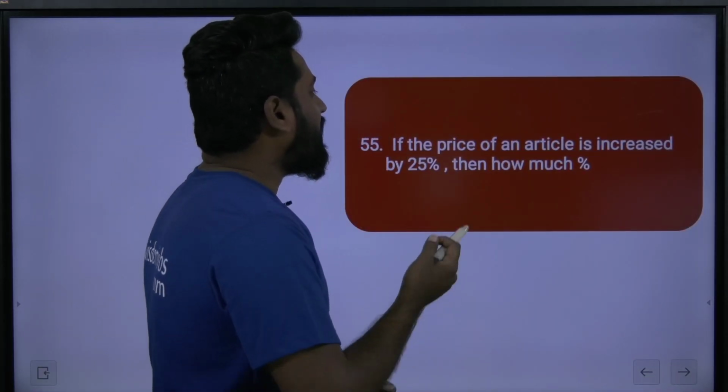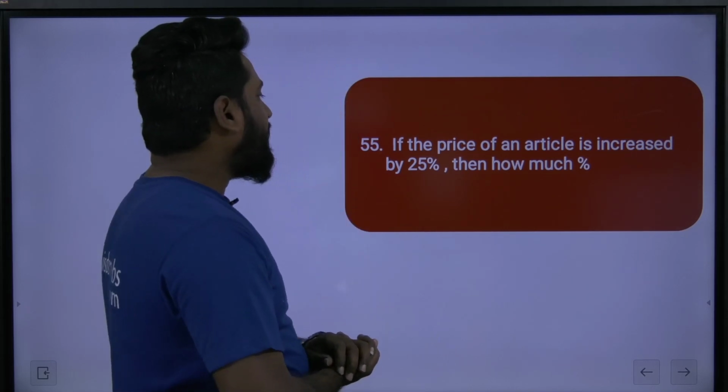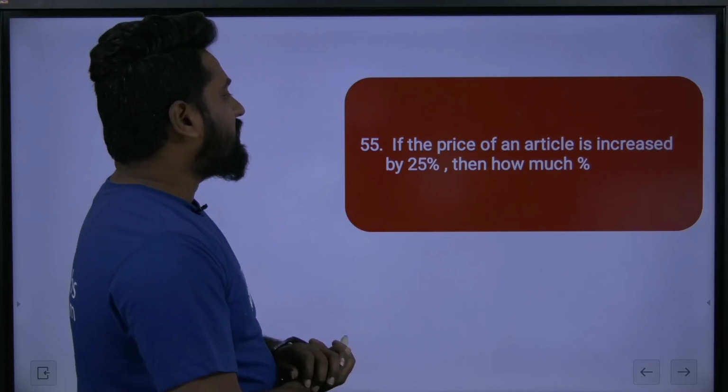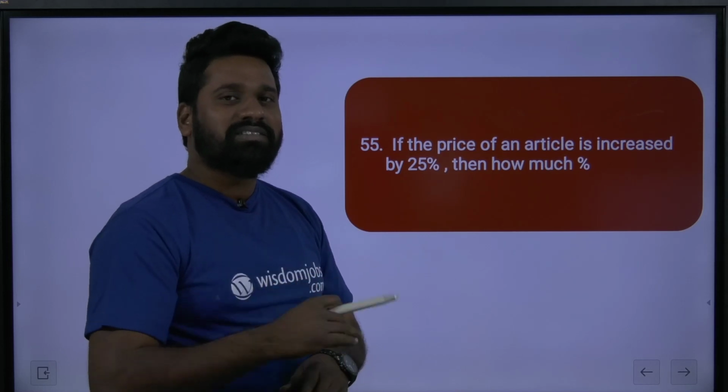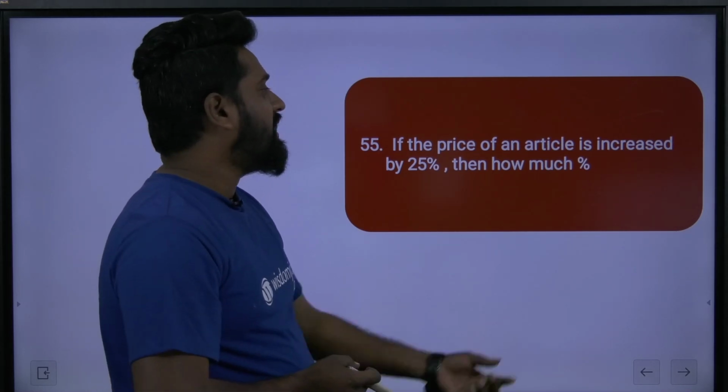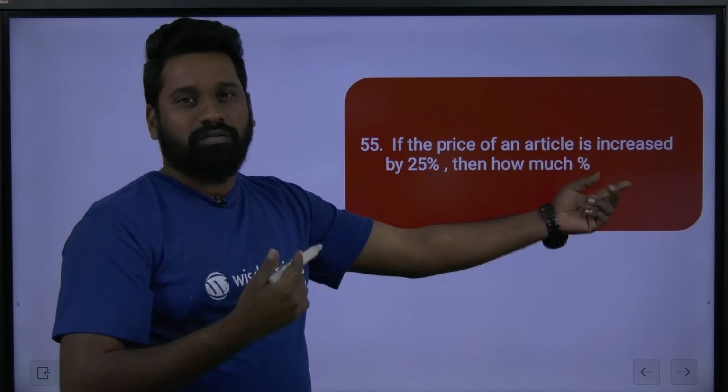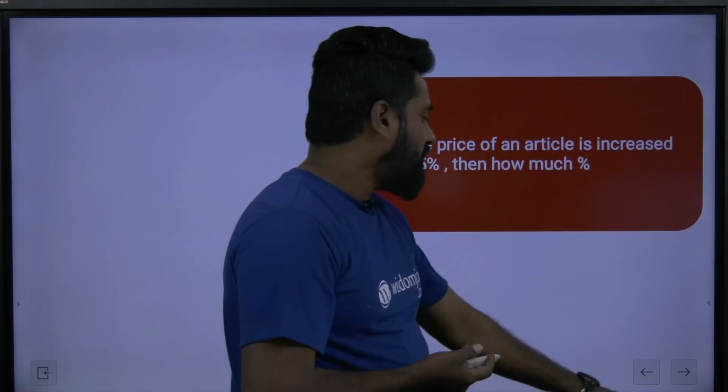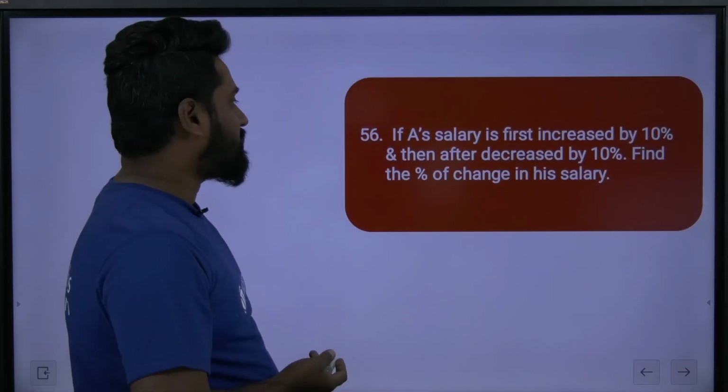See, if the price of an article is increased by 20%, then how much percent again is given? Less. Just like the previous one only. Increased is given, so you can write more. Same question, the formula is same. X by 100 by 6.